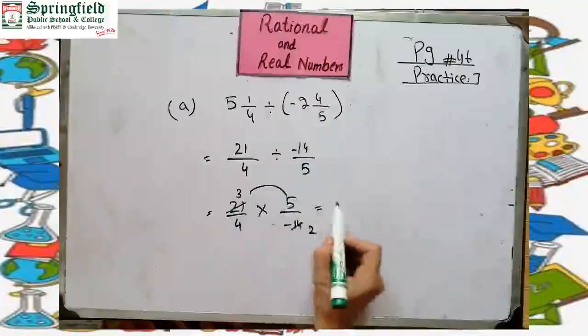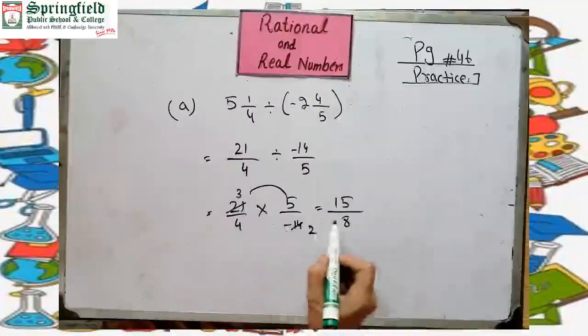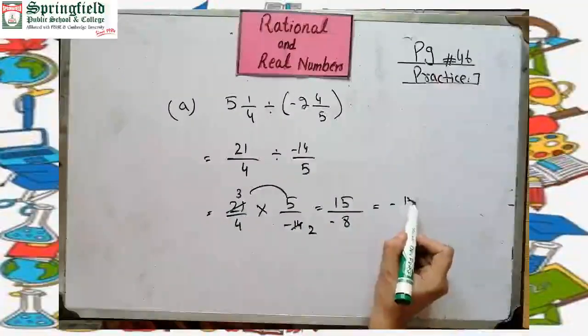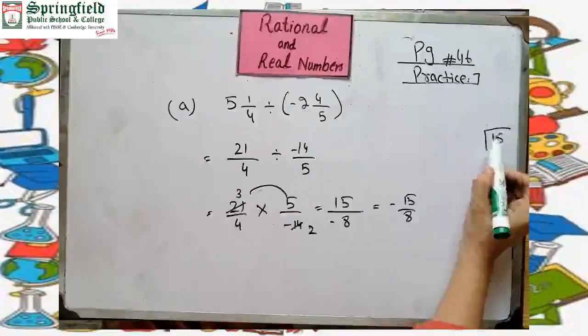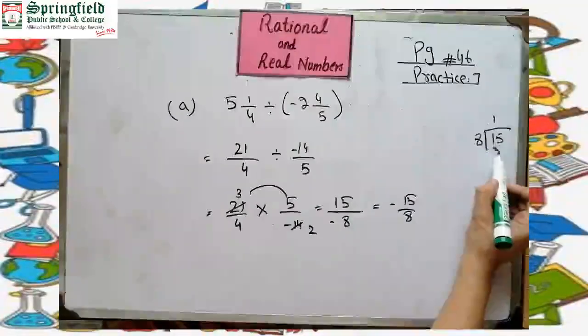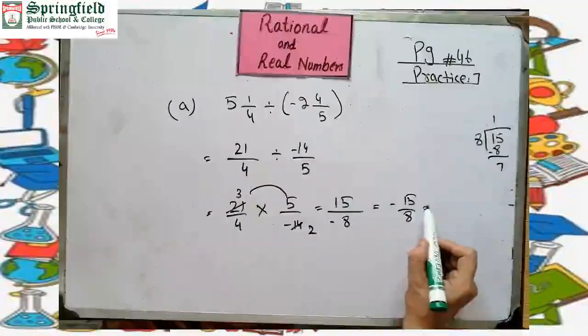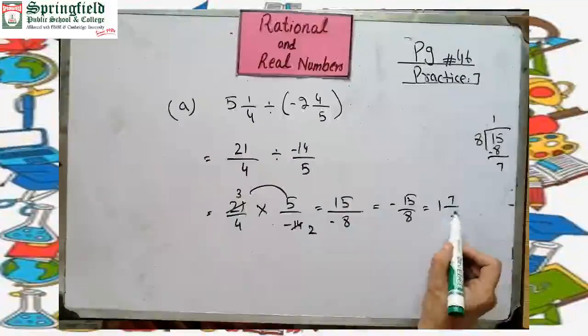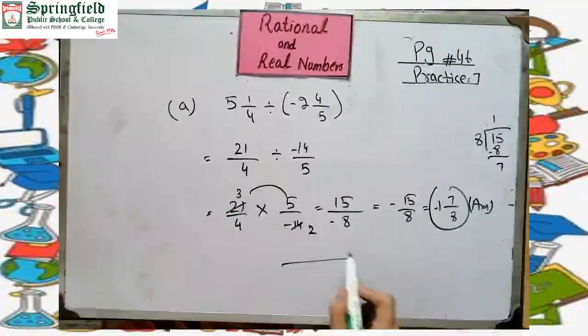So 3 5s are 15 and 2 4s are 8, minus. It means minus 15 by 8. When we divide, what will be the answer? 15 divided by 8: 8 2s are 16, 8 1s are 8 and 7. So it means minus 1 whole 7 by 8. This is your final answer. Understood, beta? Okay, now practice this part, and the next part is your task.